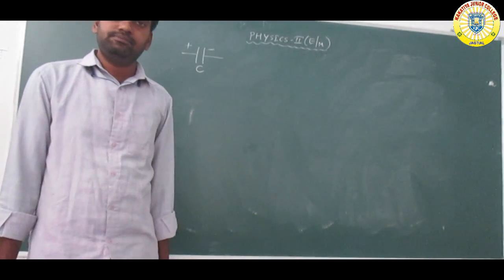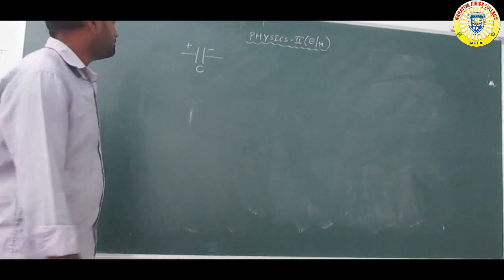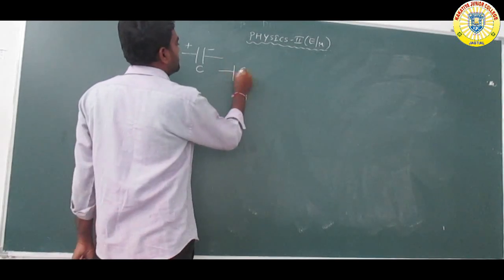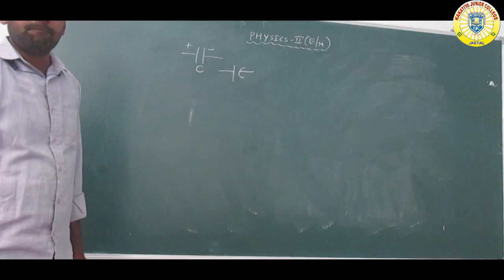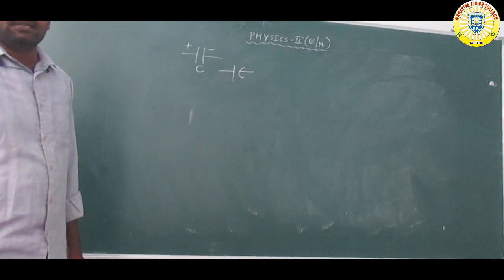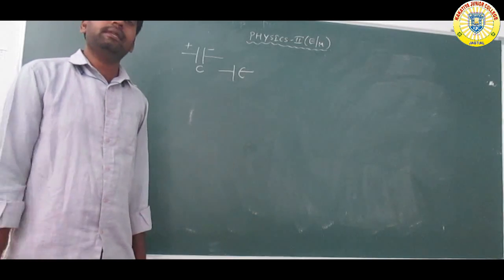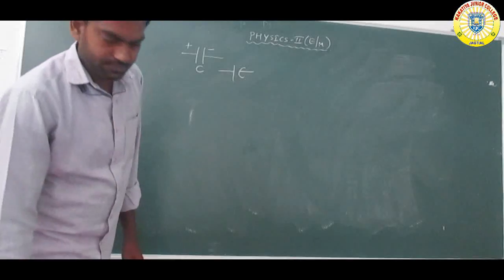So the symbolic representation of the capacitor has two parallel plates, a positive plate and a negative plate. It can also be represented symbolically like this, and this is also a capacitor. The capacitance depends on the nature of the material, the size and the shape also.